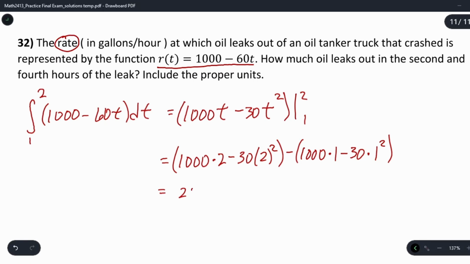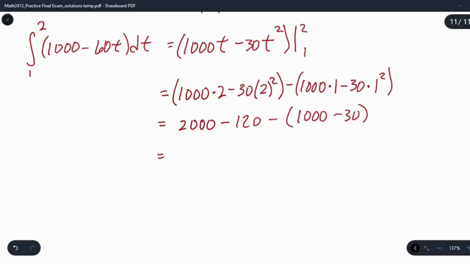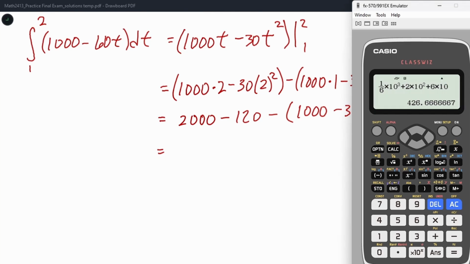And giving us 2000 minus 2 squared is 4. 4 times 30 is 120 minus, this is 1000 minus 30. And then I would recommend that you do the calculator from here on out. We're going to have 2000 minus 120 minus parentheses 1000 minus 30, and our final answer is 910.